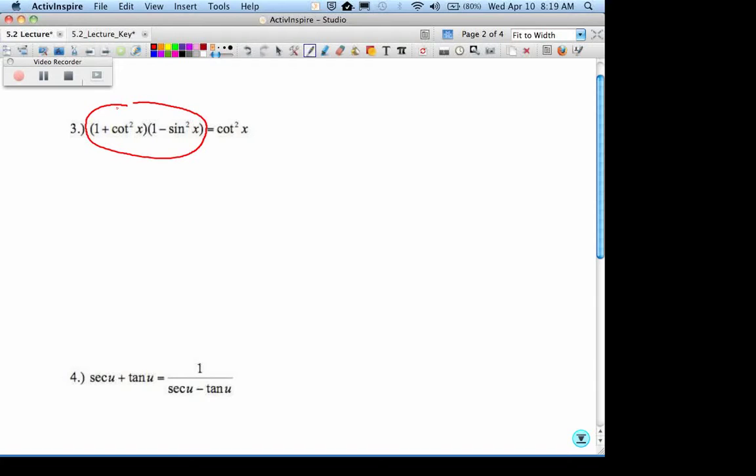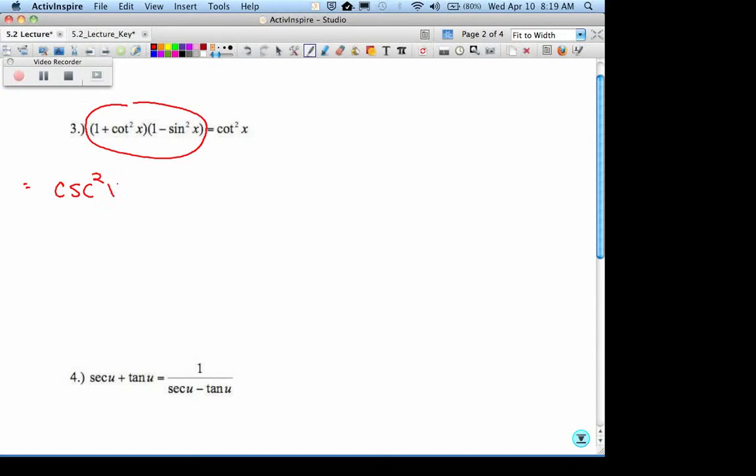Actually, I'm going to circle the left-hand side because I think that's got more possibilities for us. What is 1 plus cotangent squared? 1 plus cotangent squared is?